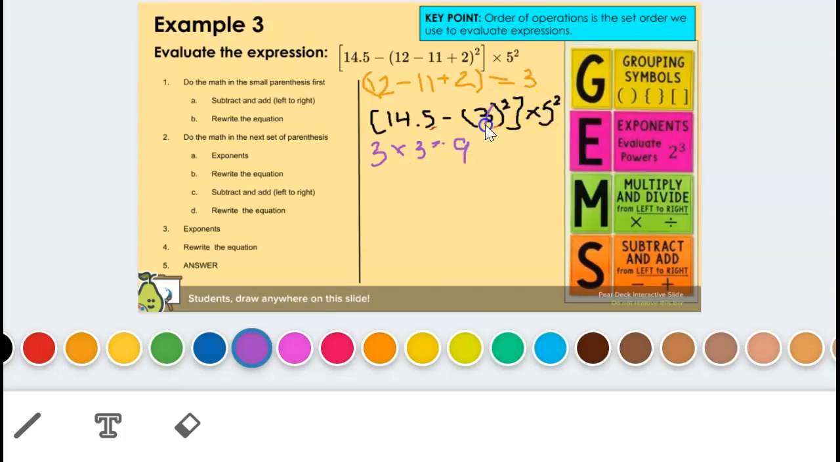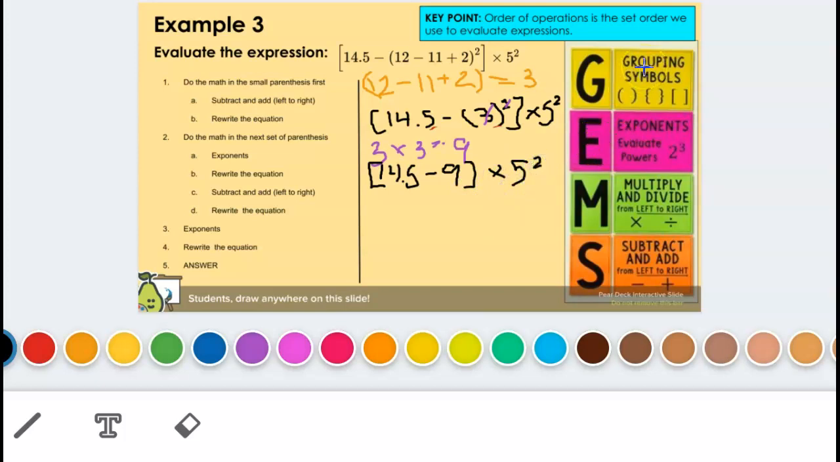So now we have already done this. So now we get to plug in the 9 there. So let's rewrite our equation. It's important to rewrite our equation every time so that we see what we have to do next. 14.5 minus, and this is where the 9 comes in, 9 times 5 squared.